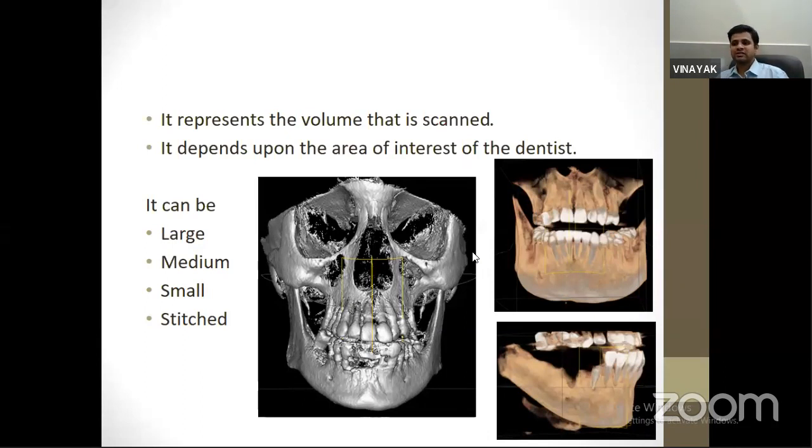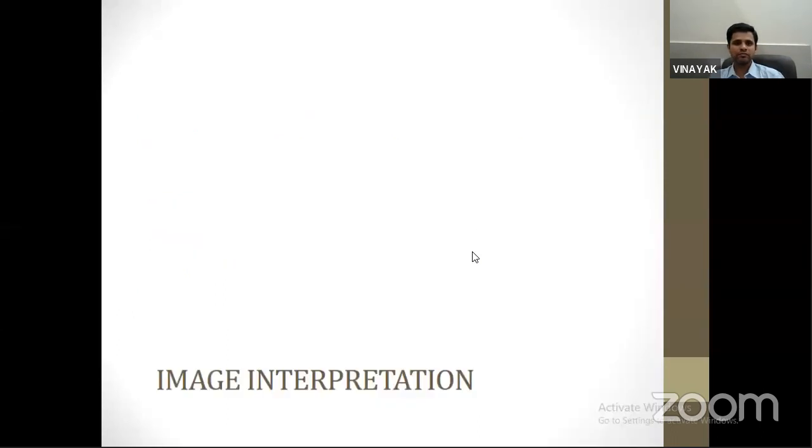Now there is something called stitched FOV. Stitched FOV is when a CBCT machine has a small FOV like 5 by 5. 5 by 5 means 5 centimeter by 5 centimeter volume it can cover. So if it has a 5 by 5 FOV, it can only cover a 5 by 5 area. If you want to scan an entire mandible in such machines, you'll have to take 3 scans, 1, 2, and 3. Then these 3 scans are joined by the software. This is called stitching or stitched FOV.